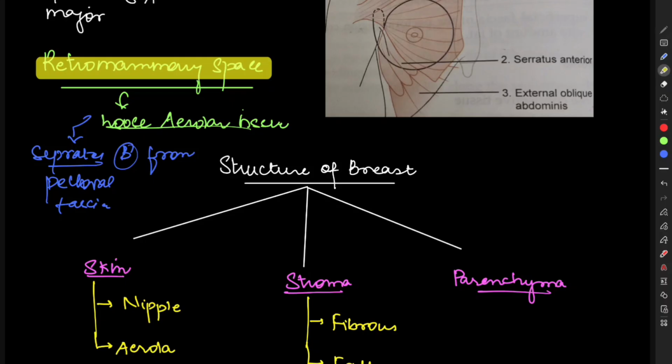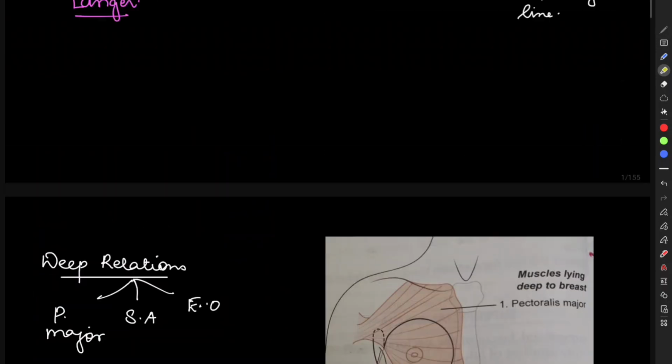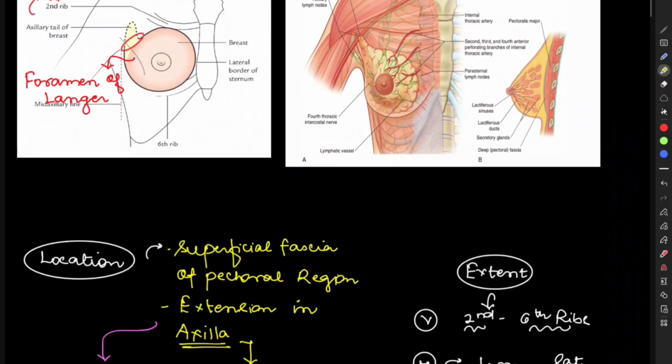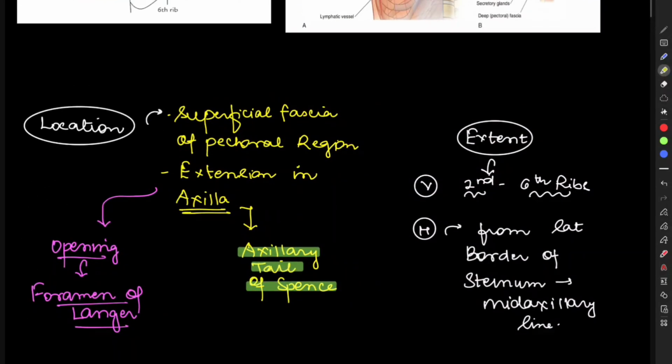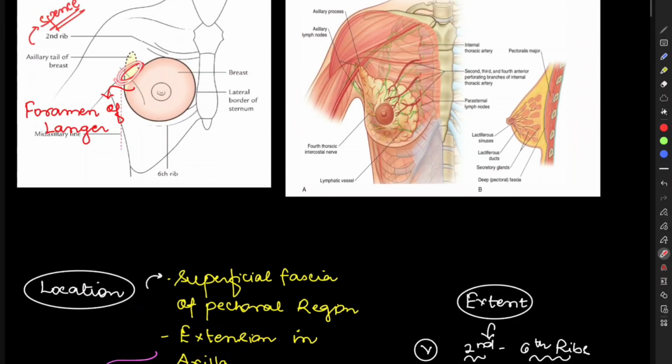So that is an indication of your breast cancer, one of the most important signs that are seen during your breast cancer. Okay. So this was a quick revision towards the theory part. Location: if we see, superficial fascia of the pectoral region and extension into the axilla through the opening which is called the foramen of Langer.